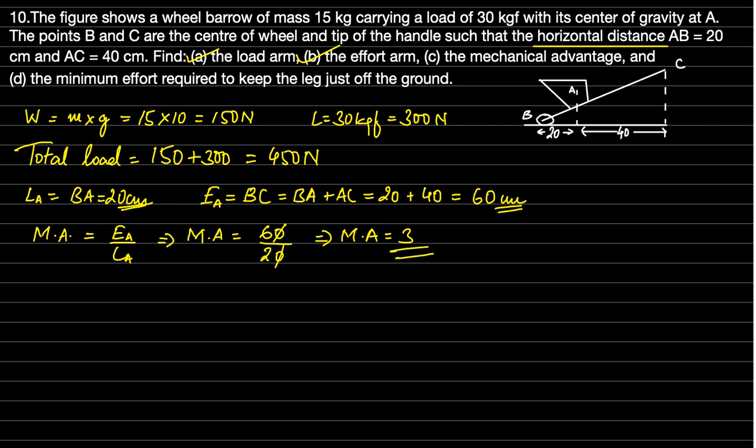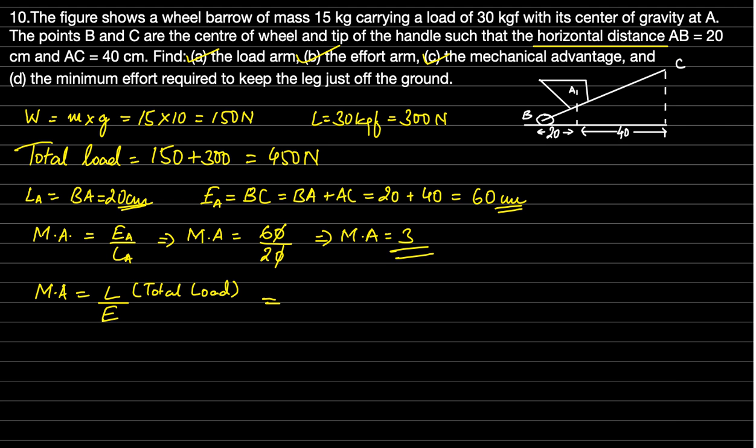So we have got the third part, that is the C part. The minimum effort required to keep the leg just off the ground. So if I just tell that straight away, they are asking to find effort. So we know another formula for mechanical advantage. What's that formula? That formula is load divided by effort. Remember, in our case, it's going to be the total load and not just the load.